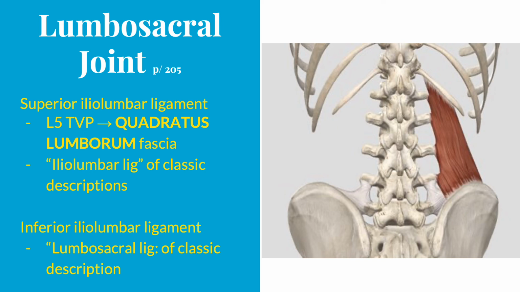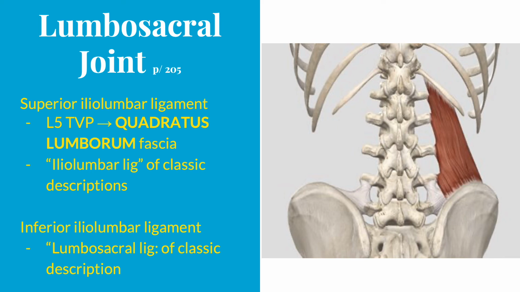iliolumbar respectively. However, newer information shows that the iliolumbar ligament is actually a 5-part ligamentous complex. So you've got an anterior, superior, posterior, and inferior. The two heavy hitters are going to be the superior iliolumbar ligament. You want to know that that's going from the TVP of L5 to the fascia of the quadratus lumborum, your QL. And it is also the, air quotes, iliolumbar ligament of the classic description. So that's point B on that chunk of verbiage above.